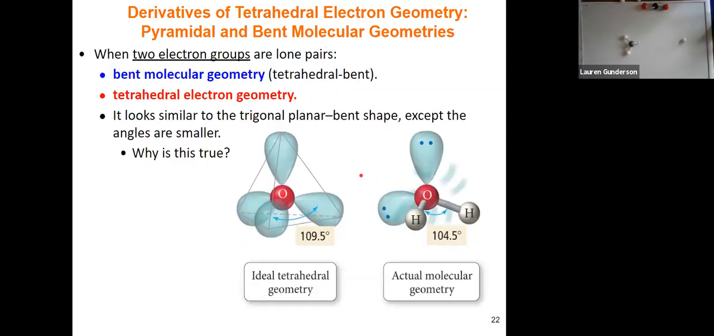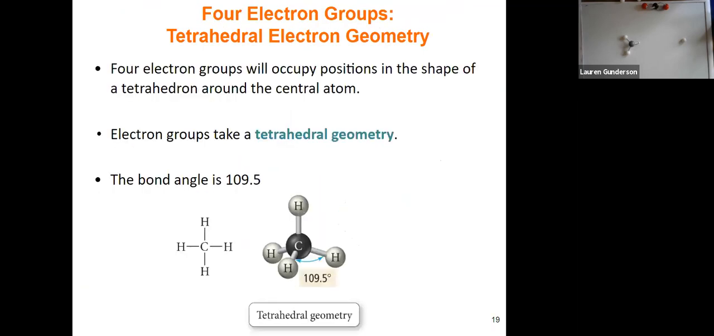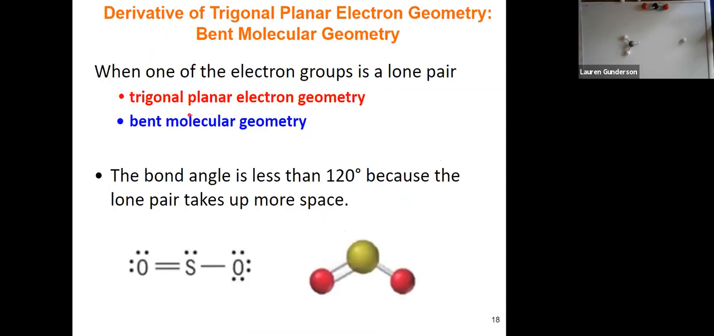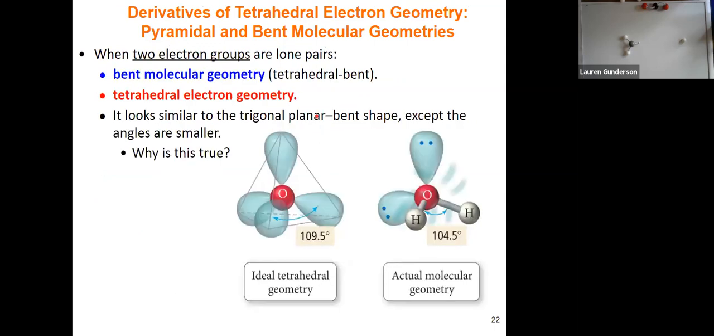The second derivative is called a bent molecular geometry. Now, I'm going to go back a couple of slides just because I don't think I mentioned this. This derivative of trigonal planar is also called a bent molecular geometry. Okay, so there's one bent geometry for the trigonal planar electron geometry group, and then there is one bent molecular geometry for the tetrahedral group.